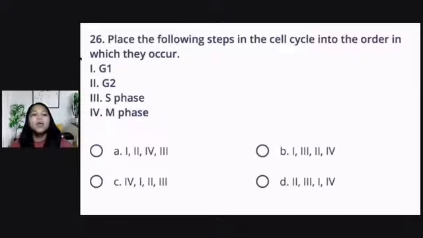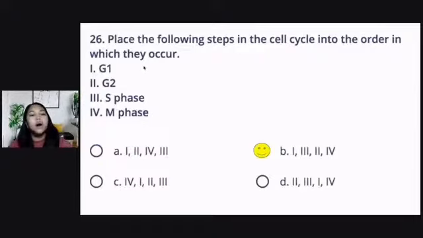Okay, now going back to the question that we have here, place the following steps in the cell cycle into the order in which they occur. 1, G1, 2, G2, 3, S phase, and 4, M phase. And the correct choice here would be letter B. Tama yung letter B, no? Because G1, G2, and S phase are all part of your interphase. Now remember, in your cell cycle, you start with your interphase, then you have your M phase, which can be mitosis or meiosis. Then, of course, you'll have your C phase, which is cytokinesis.